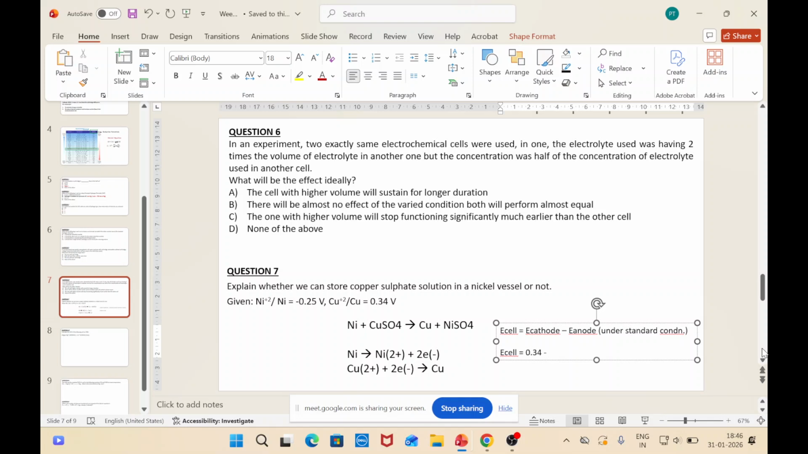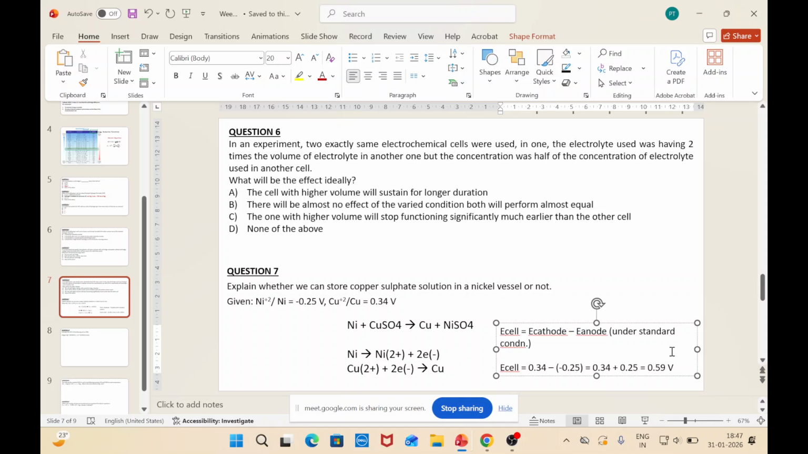So minus E anode. E anode is nothing but your nickel, whose value is minus 0.25. So this can be represented as 0.34 plus 0.25, which is nothing but 0.59 volts. The EMF of the cell is going to be a positive value, that is 0.59.